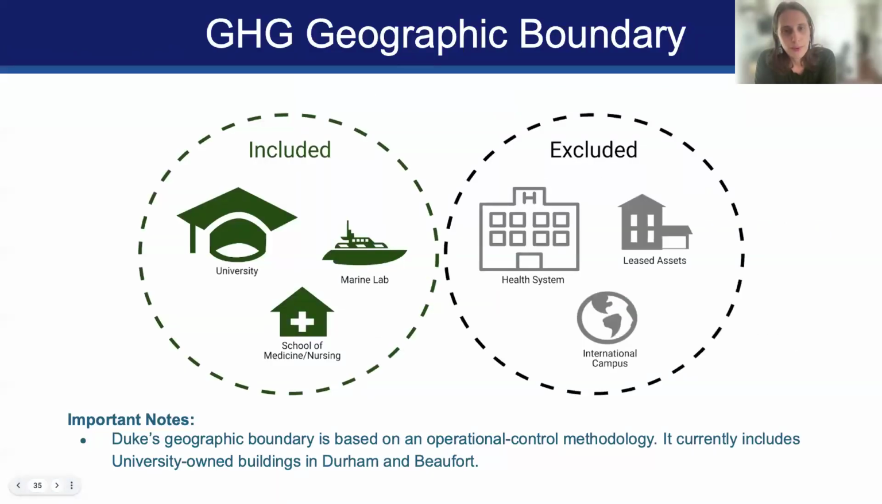Next slide. Just to quickly run through what that neutrality goal includes. We use an operational control methodology for our geographic bounds, and so include all university buildings. Our main campus is in Durham, North Carolina. We have another campus on the coast of North Carolina. The university also has the Duke University Health System associated with it, but its operations are distinct from the university. And so the hospital is not included in our bounds, but the academic buildings, the School of Nursing and School of Medicine are.